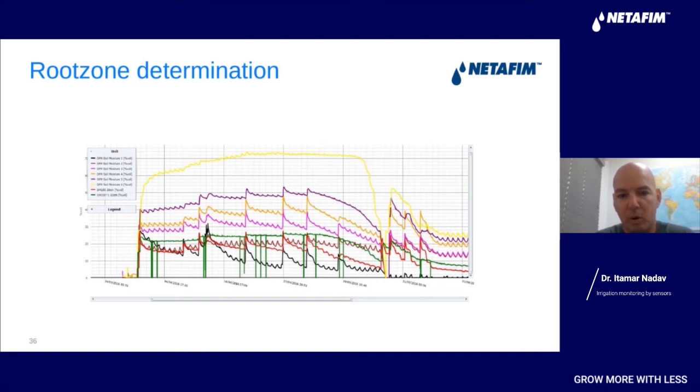And you can actually see where the root zone is located. So if you look at the most upper graph, this is actually the 80 centimeter water content, and you can see that the water content is very high during the season, but at the end, all of a sudden the water content is dropping down. This is because roots have developed and come to the 80 centimeter soil depth and started to extract water from this layer, and this is the reason why the water content is being reduced over there.